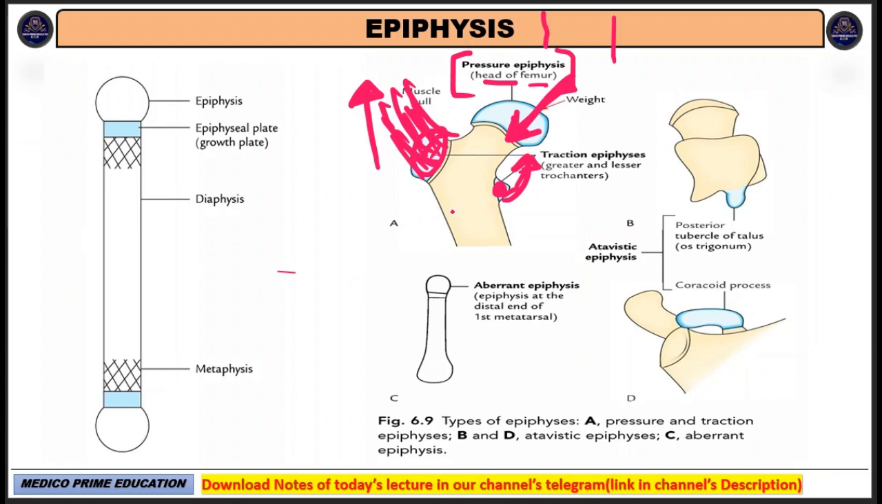These parts of the epiphysis form an irregular type of bone structure. How is this irregular bone structure formed? Due to the pulling. If the muscle pulls during the time of development, this type of trochanter will be developed, and this trochanter is known as the greater and lesser trochanter. Why are the greater and lesser trochanter developed? Because there is attachment of muscle initially, and afterwards during development this muscle pulls that part of the bone and forms the trochanter. So this type of epiphysis is known as traction epiphysis.